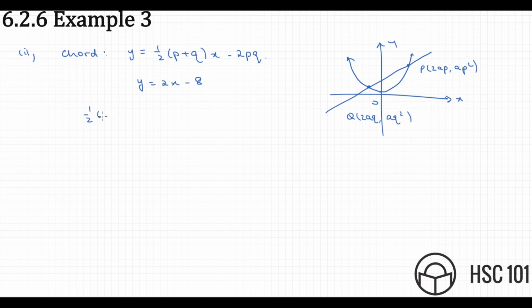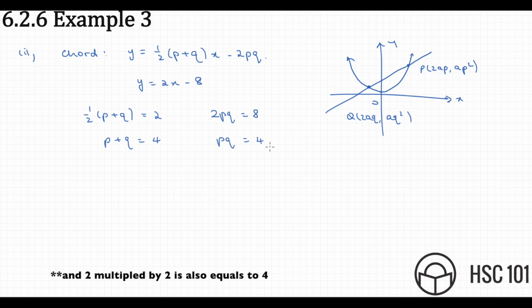So from this, we can see that half p plus q is equal to 2, and 2pq is equal to 8. They both have the minus sign in front of them, so that's not going to be a problem. So this tells us that p plus q is equal to 4, and p times q is equal to 4. Usually when we think about these two, the sum of the two numbers equals 4 and the product of the two numbers equals 4. What this actually means is that p and q equal to 2 works. 2 plus 2 is equal to 4, and 2 times 2 is also equal to 4.